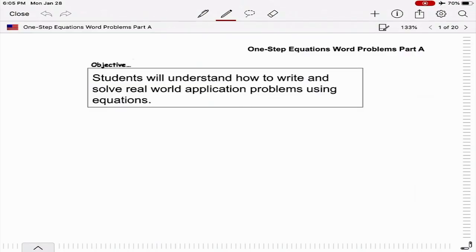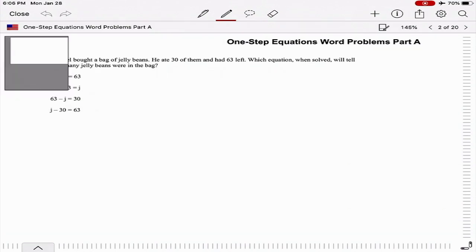Students will understand how to write and solve real-world application problems using equations. So in short, we're going to be taking a word problem and converting it into an equation. And then from the equation, we're then going to solve for the variable.